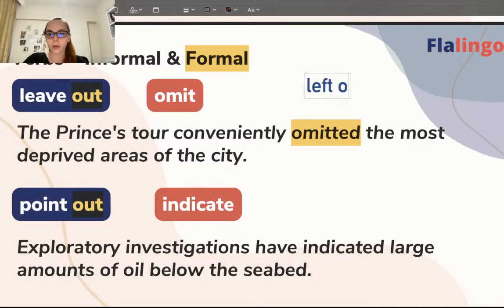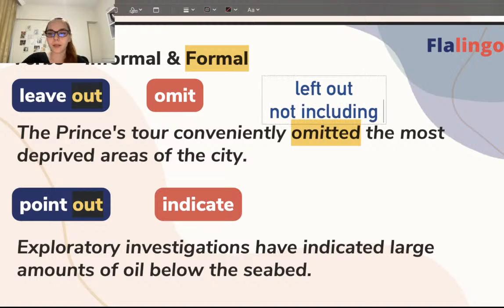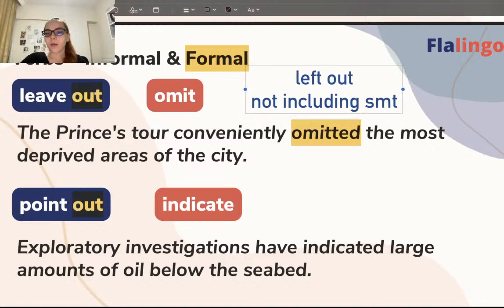I also make it a passive or a past simple, let's say. The princess tour conveniently left out. Left out means not including something. Omitted the most deprived areas of the city, the most important areas of the city.